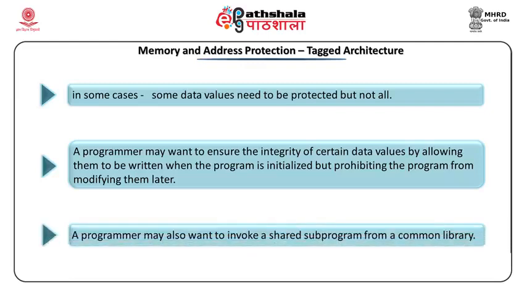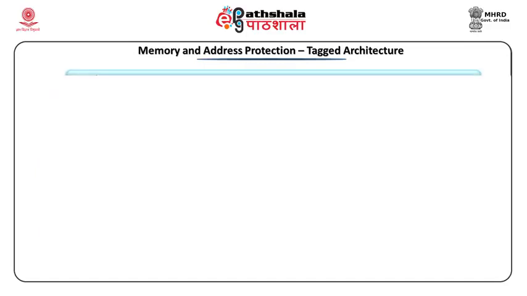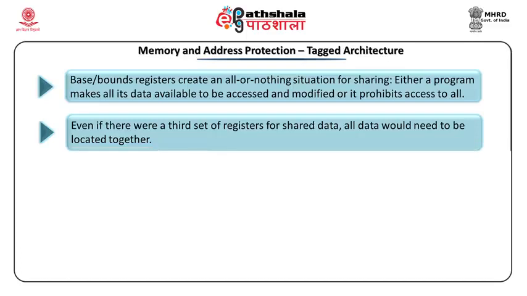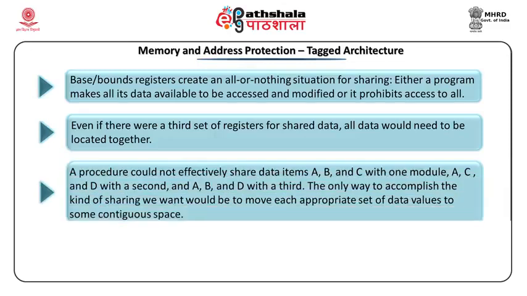A programmer may also want to invoke a shared subprogram from a common library. Base and bound registers create an all or nothing situation for sharing. Either the whole block is shared or nothing is shared. Even if there was a third set of registers for shared data, all data would need to be located together. For example, a procedure could not effectively share data items A, B, C with one module, A, C, D with a second module, and A, B, D with a third module.